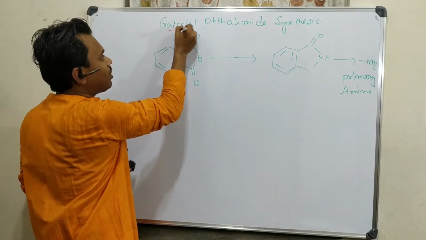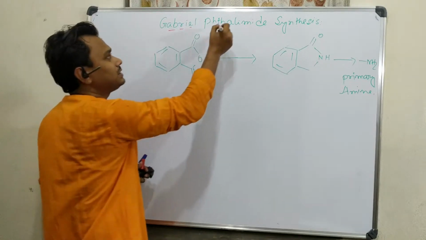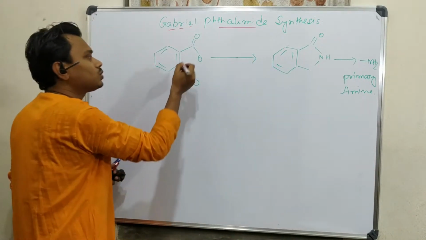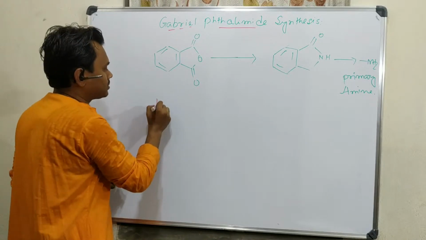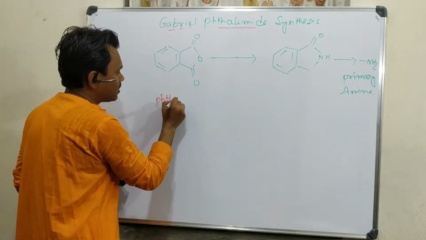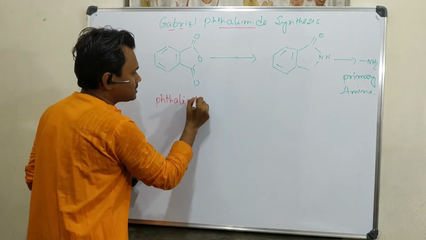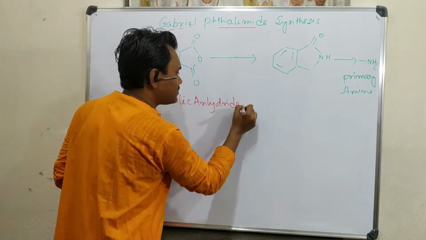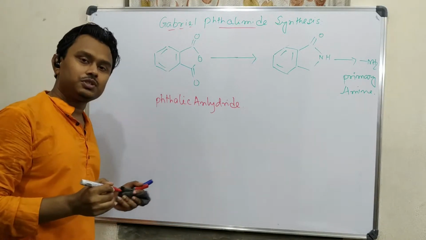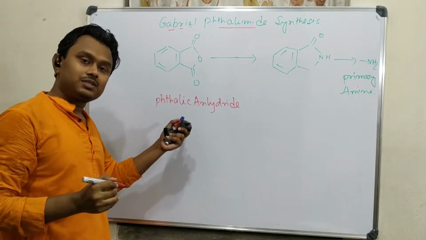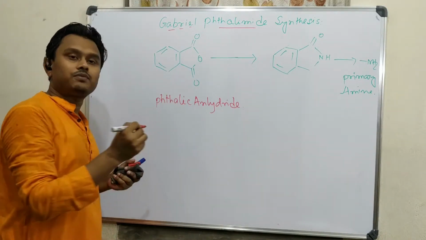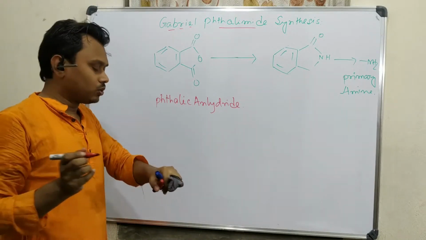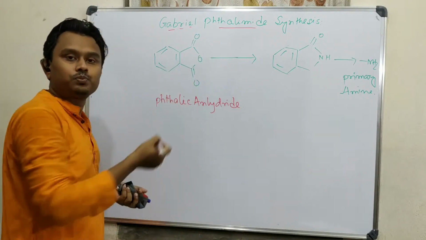Generally, first, this is the name of the scientist Gabriel. This is the phthalimide reagent. So this is phthalic anhydride. This comes from phthalic acid, which comes from the oxidation of naphthalene using vanadium pentoxide catalyst with atmospheric oxygen as oxidant. I have explained this in a previous video. Please go through it, then you will have the idea of how to prepare this reagent.